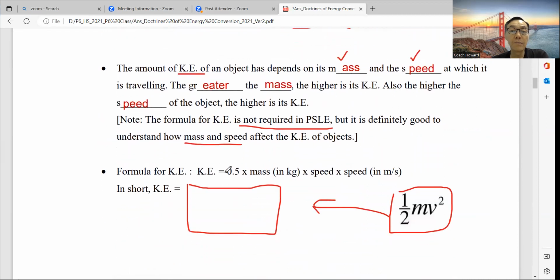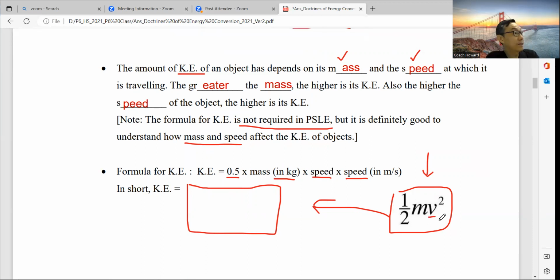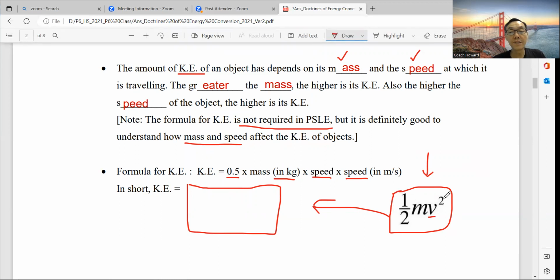So the formula you will learn in Secondary 1 and 2 is half mv squared. So 0.5 means half, times mass in kilograms, and speed times speed. I will put it in simplified form because the word velocity is only introduced in Secondary 1. For P6, that is treated as speed. So you can see here, there's a power of 2.